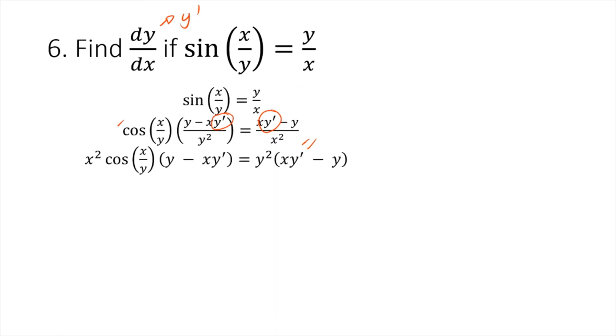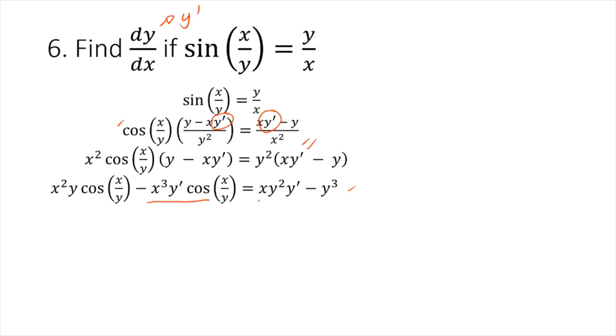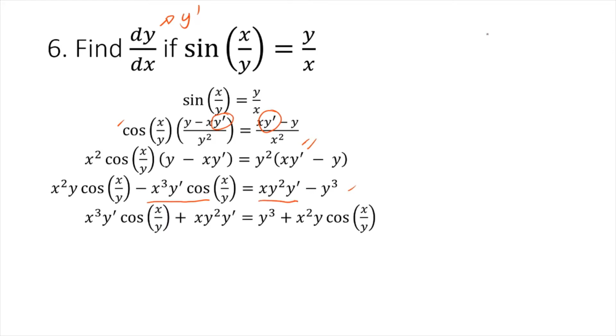And then next we distribute. So distribute x squared cosine x over y to the expression inside the parentheses. Also distribute y squared to xy prime minus y. So this will be the result. Now from here we can isolate all the terms that contain y prime, so this term and this term. So we have on the left hand side of the equation all the terms that contain y prime.